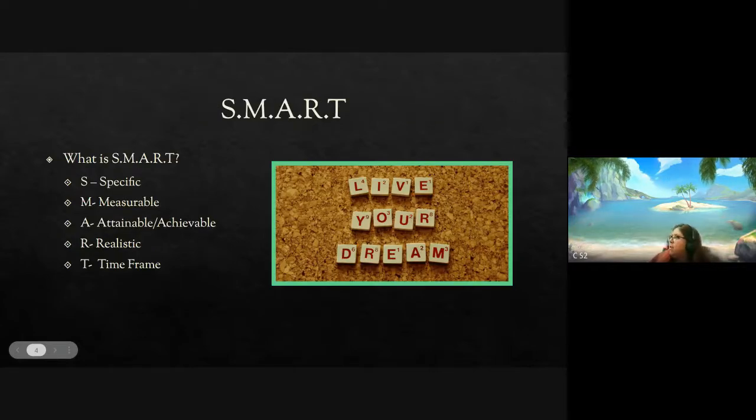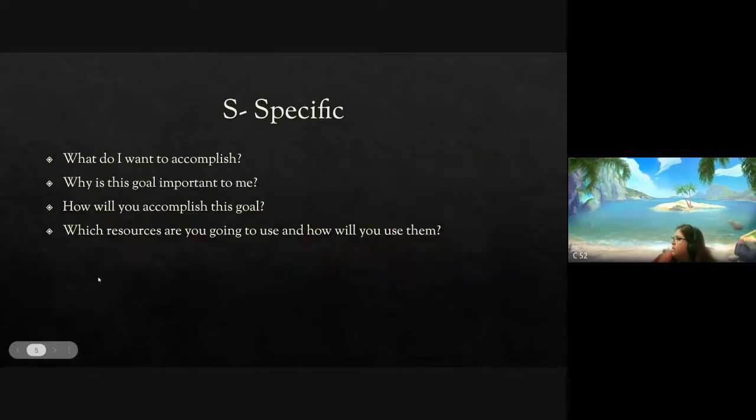So, a SMART goal. SMART means the S is specific, M measurable, A attainable or achievable, R realistic, and T time frame. That's what we always call a SMART goal. So the S is basically you're going to ask yourself, what do I want to accomplish? What is my goal? What do I want to do?